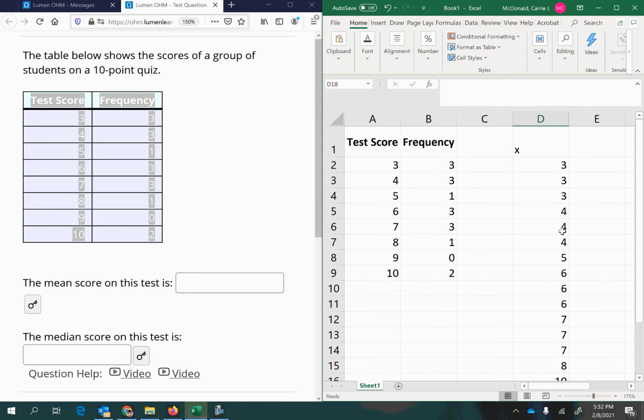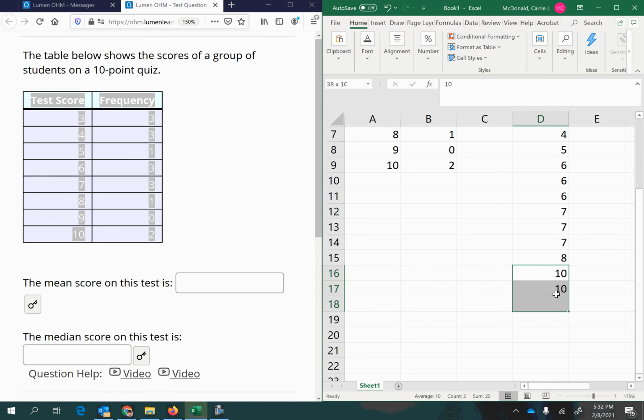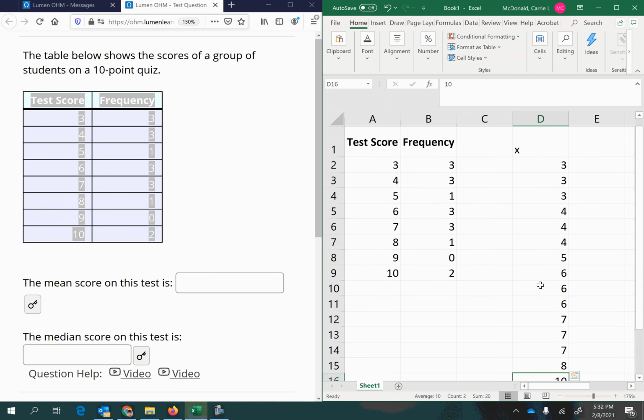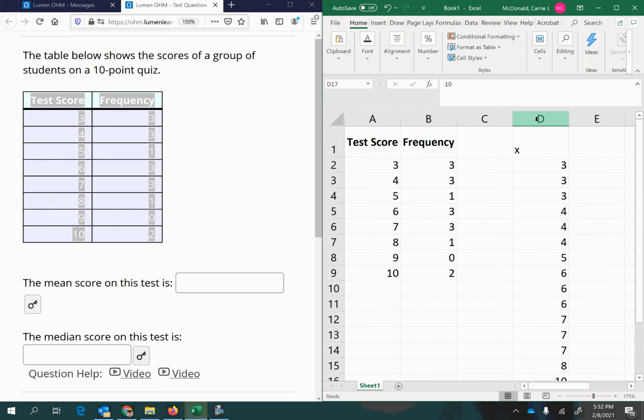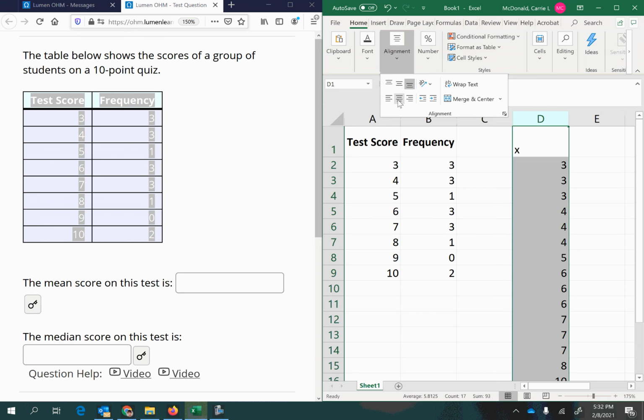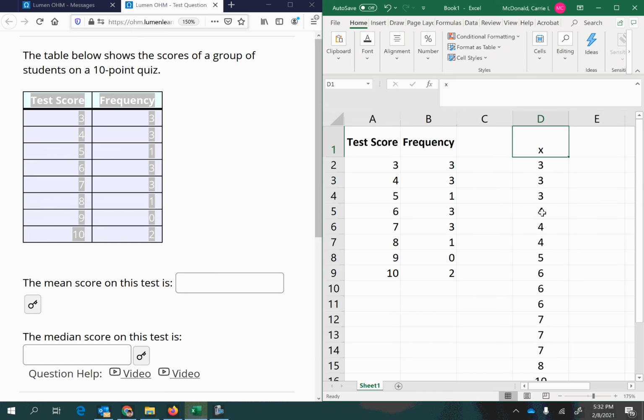So now, altogether, how many do we have here? We have 1, 2, 3, 4, 5, 6, 7, 8, 9, 10, 11, 12, 13, 14, 15, 16 test scores. So normally what you would do when you have all your data values lined out like this is you would add them all up and divide by how many you had.